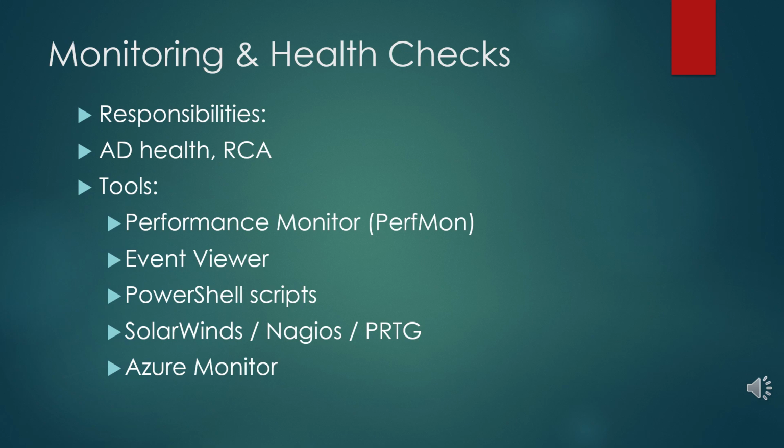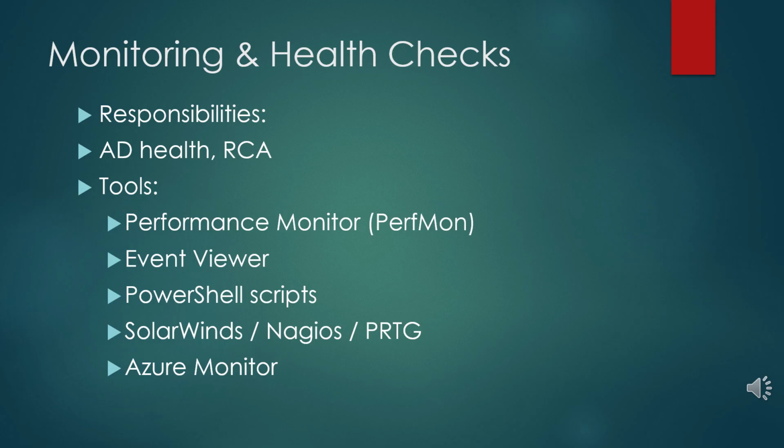Now, along with manual tools, automation also plays a big role. We use PowerShell scripts to perform regular health checks, generate reports, and even automate issue detection. For example, a PowerShell script can be scheduled to check replication status daily and send an alert if any failures are detected.